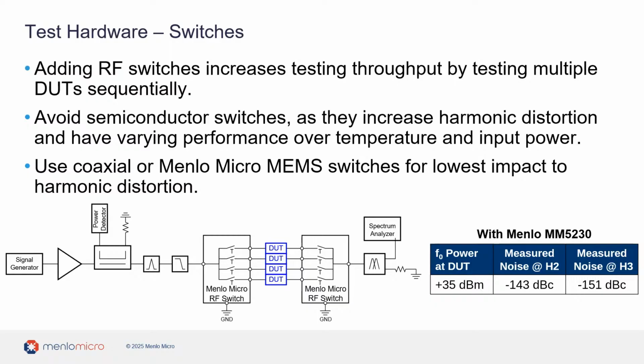In the diagram below, you can see our example test system with added RF switches. This harmonic test system is capable of sequentially testing 4 DUTs and measuring very low harmonic distortion thanks to using Menlo Micro MEMS switches.